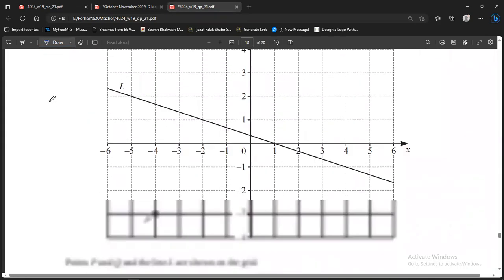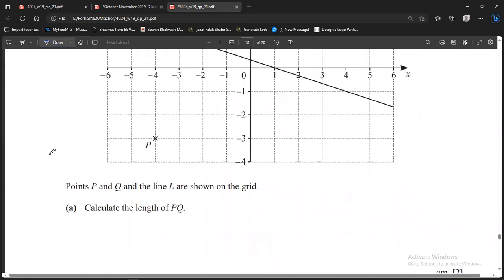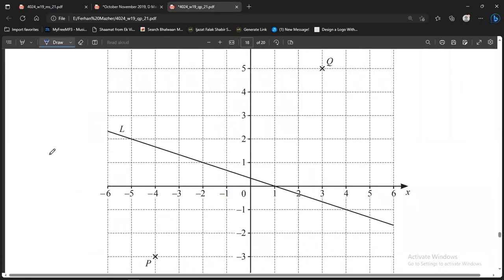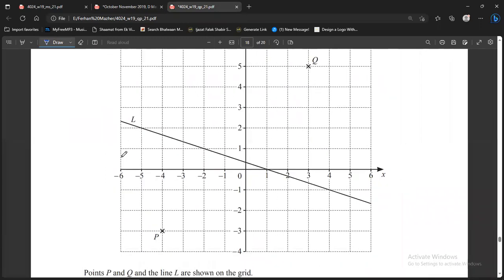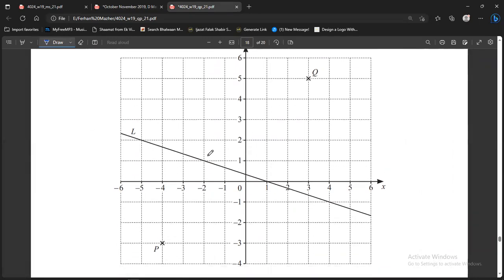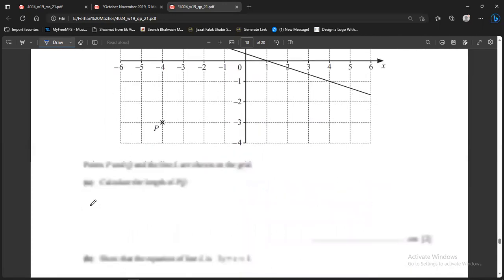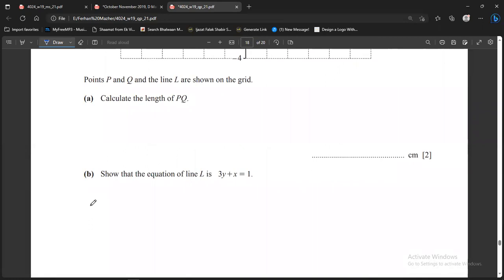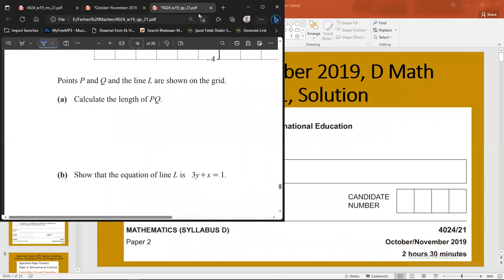Here we have question number 10. The points P and Q and the line L are shown. So here we have the point P and the line L. The point P is -4, -3. The point Q is 3, 5, and this is the line. The question is: calculate the length PQ. We know the coordinates of the P. We know the coordinates.